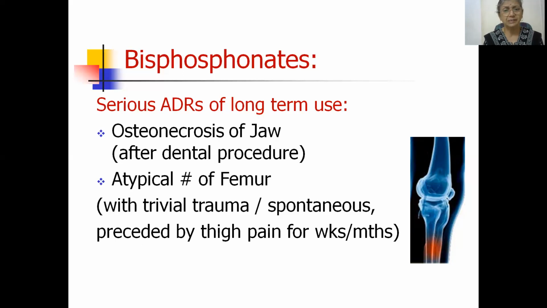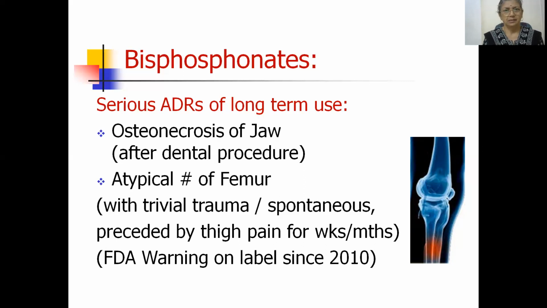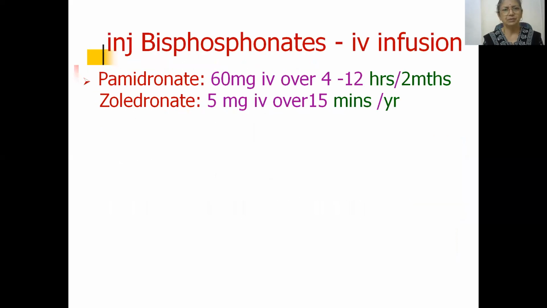This fracture is preceded by thigh pain for weeks or months before the actual fracture occurs. So FDA has instituted or included a warning on the label since 2010 that long-term use of bisphosphonates is associated with this. So they're not the first choice drugs or even second choice drugs for osteoporosis. But for bisphosphonates used for controlling hypercalcemia, this warning does not apply. They are very important for controlling hypercalcemia.